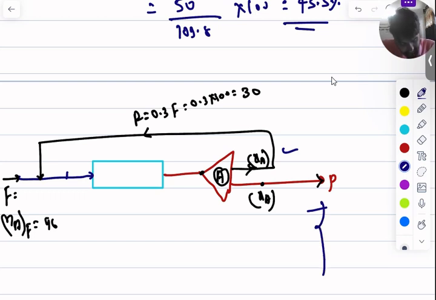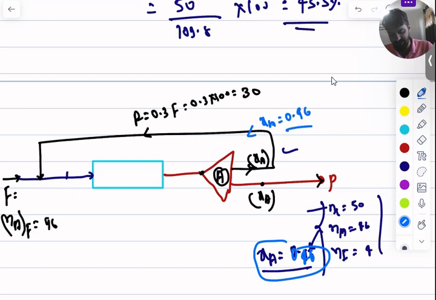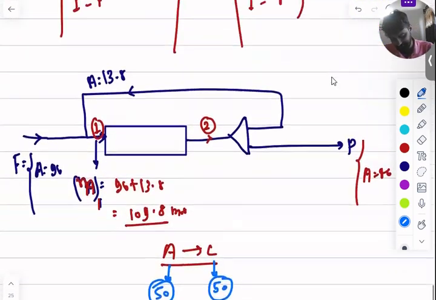So here what we have got: the number of moles of C was 50, the number of moles of A was 46, and the number of moles of inert was how much? 4. So what is XA? XA was 0.46, that is the mole fraction of A. So obviously XA here will also be 0.46. So how many moles of A are coming here? That equals 30 multiplied with 0.46. Is that clear? 30 multiplied with 0.46. So that will equal 13.8.